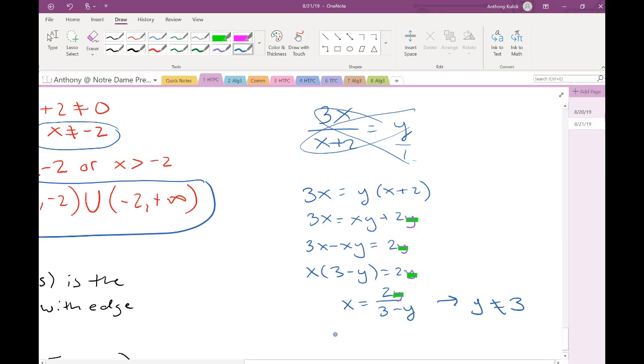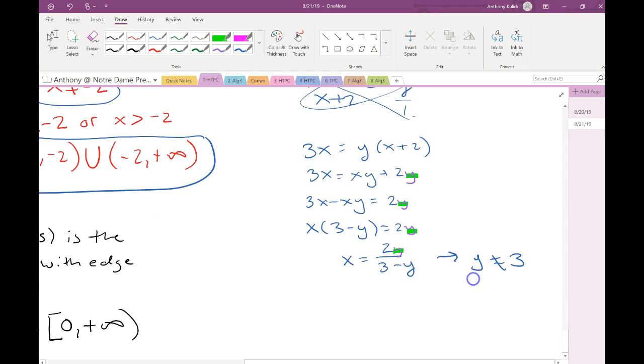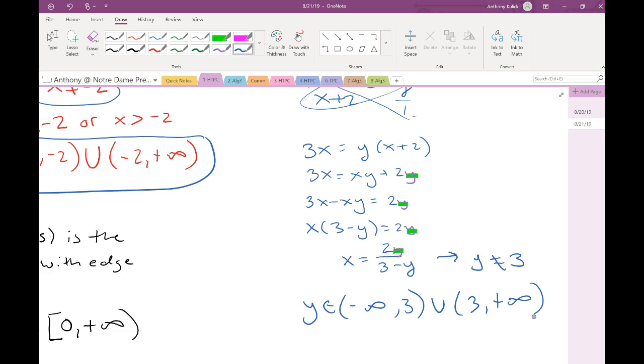0 for y is okay, because you just end up with x equals 0, which is fine. If I have y equals 3, I have 6 over 0, which is undefined, and that's a problem. So we would say then y is an element of... If you're not sure how to find the range, you can find the inverse and use the inverse to determine the values for y that would be acceptable, the same way you did for the domain.